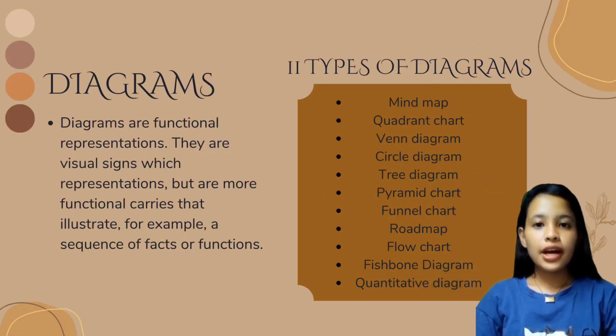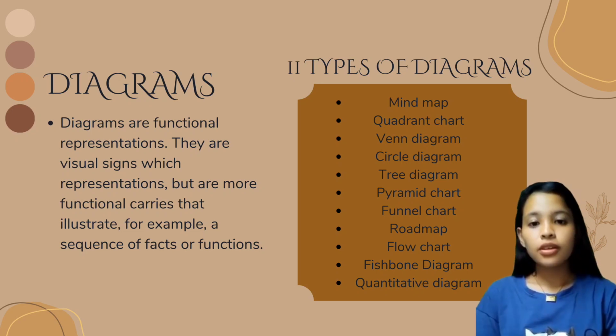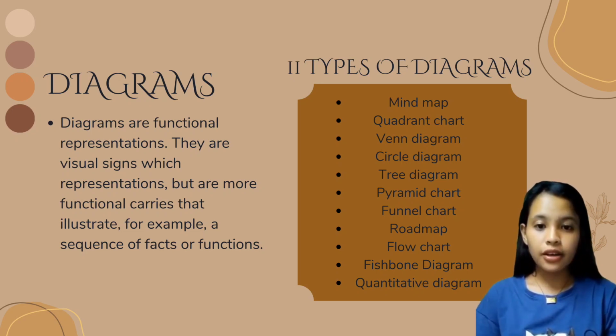Diagram. A diagram is an image that visually represents a piece of data. Using various diagram types, you can create easily understandable representations of important topics. There are 11 types of diagram.